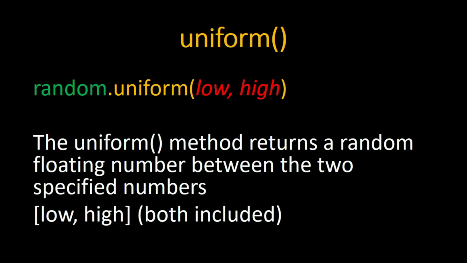For the next method, we have uniform. This method returns a random floating number between two numbers given as parameters. This one is very important.